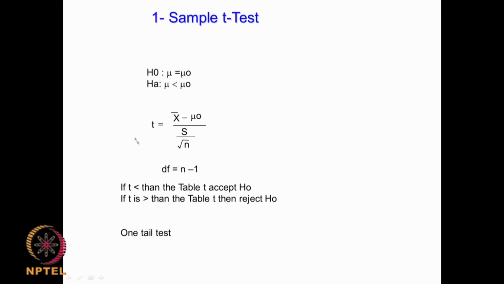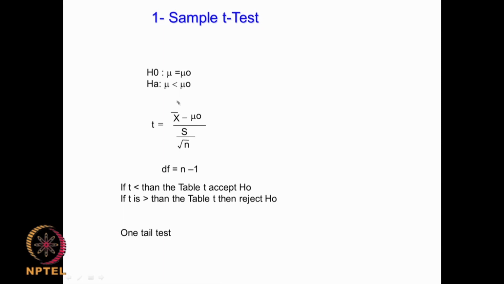So, what do you do? You calculate T. If you remember this equation, we had mu is equal to x bar plus or minus T into S by square root of n. So, we rearrange that to get this T value: x bar minus mu naught divided by S by square root of n. It has degrees of freedom n minus 1.